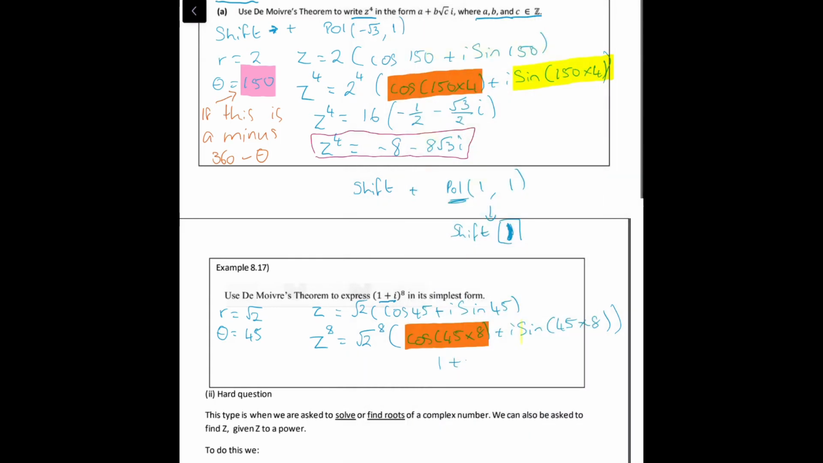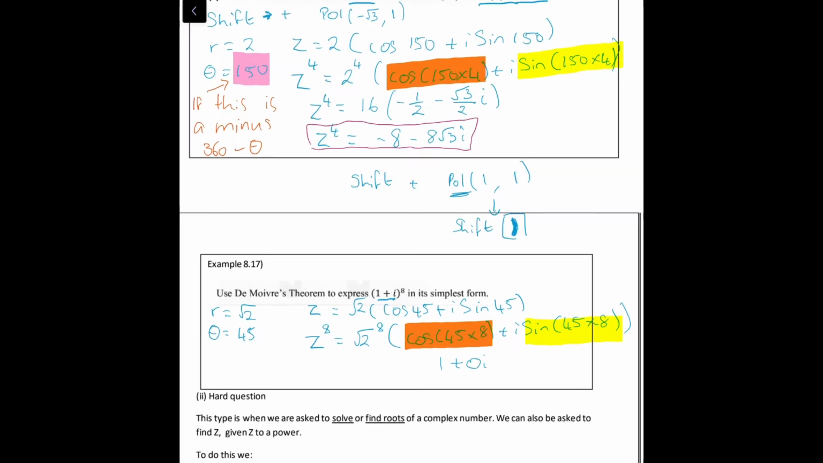I'm putting this into the calculator. And when I put that into the calculator, I'm getting a 0. So that's 0, and your I goes after it. I check what root 2 to the power of 8 is, again, do that in the calculator, and that gives me 16. So I have z to the power of 8 is equal to 16 times 1 plus 0i.